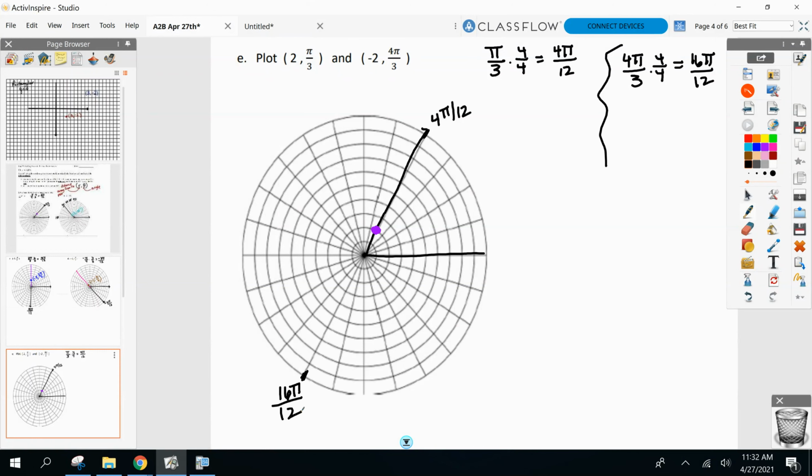But the R value is negative, so what's going to happen? I'm going to go on the opposite side of 16 pi over 12 now and graph 2. -2, all right, that's negative R, so I'll go on the opposite side of my angle, and I'm hoping you guys notice something here.